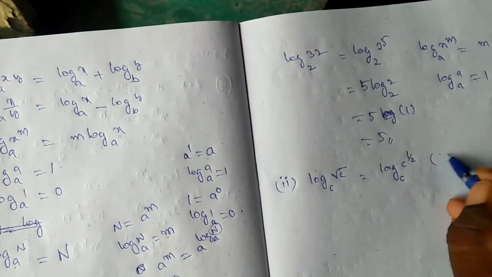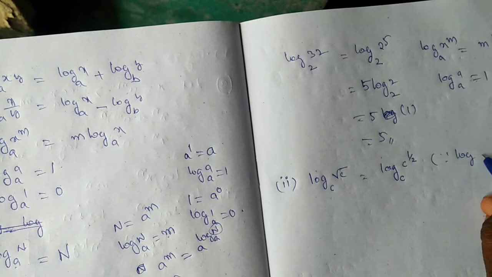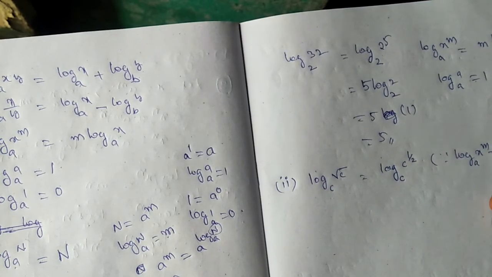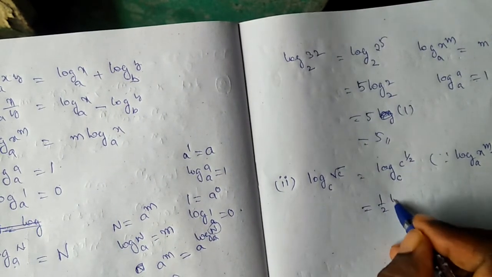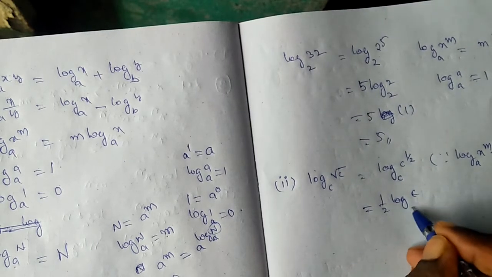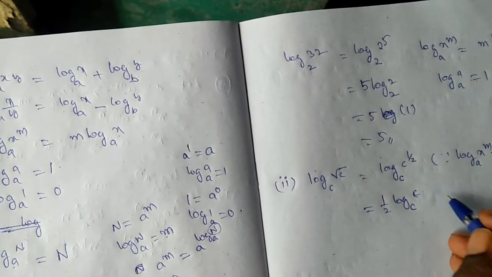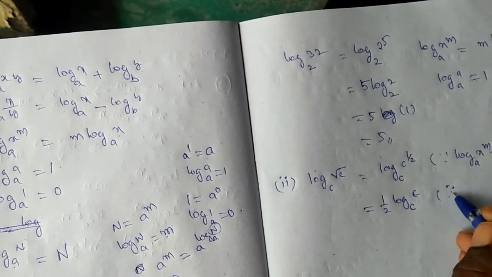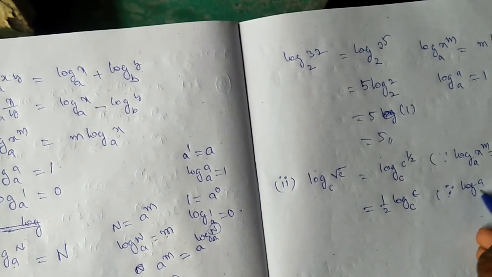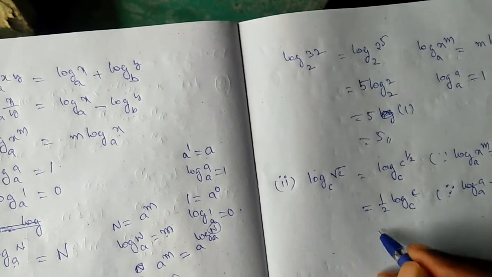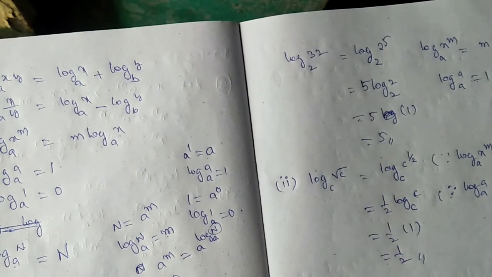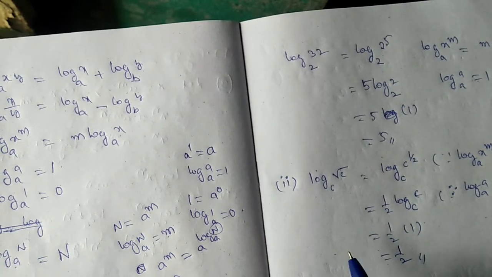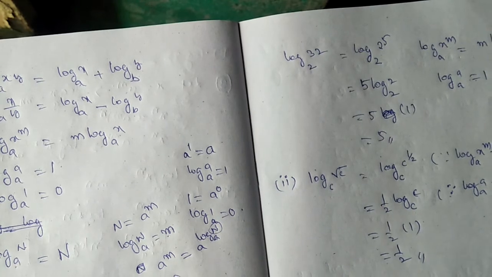Since log x to the power of m base a is equal to m log x base a, that formula we can apply here. So 1 by 2 log c base c. One more property we have: log a base a is equal to 1. So 1 by 2 into 1, that is equal to 1 by 2. This is the value of log root c base c.